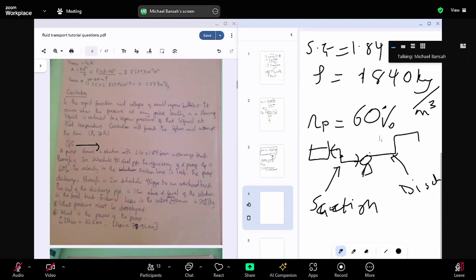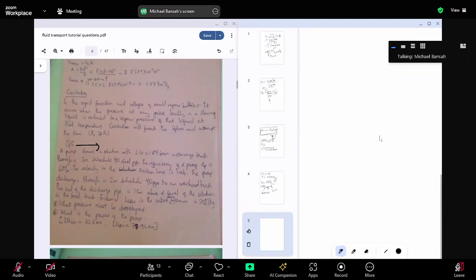Ideally, because of friction, it may reduce, but we are assuming it is true throughout. Maybe the friction is significant, maybe it's not significant.